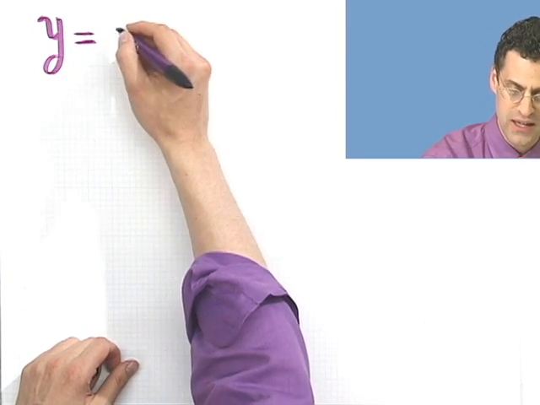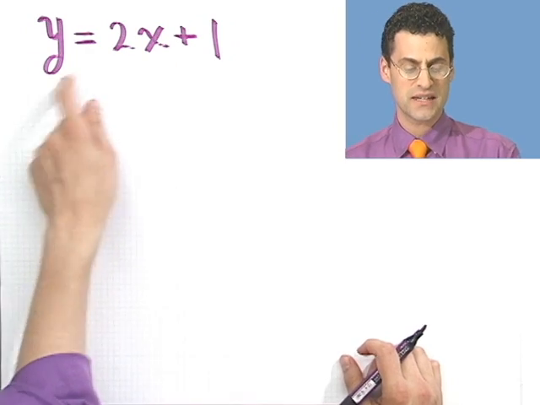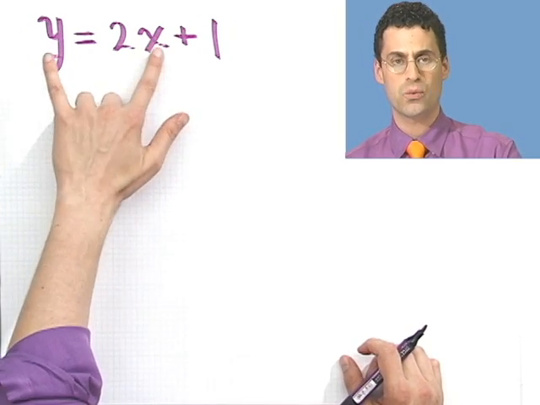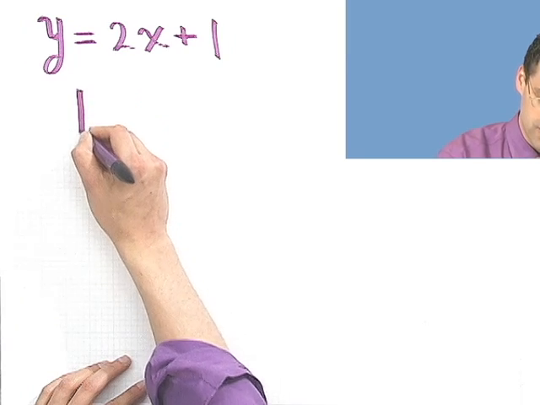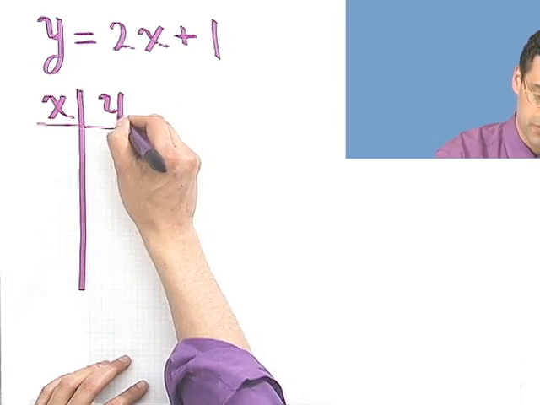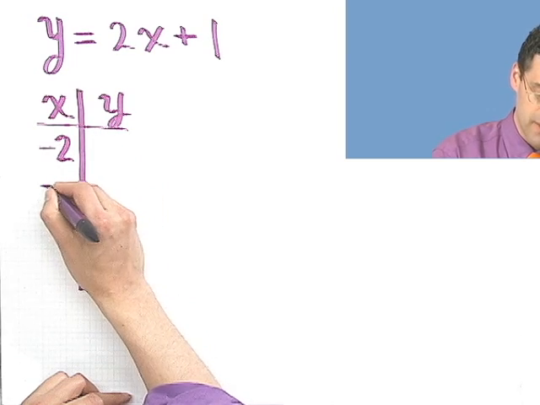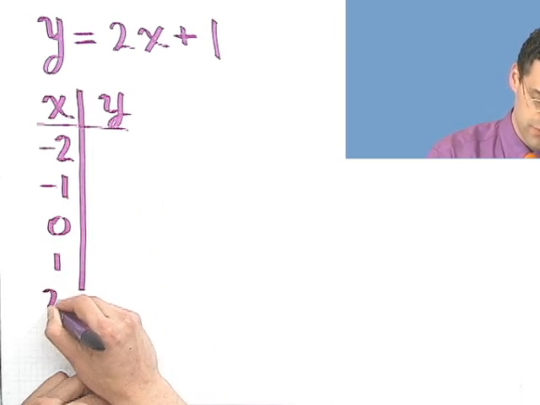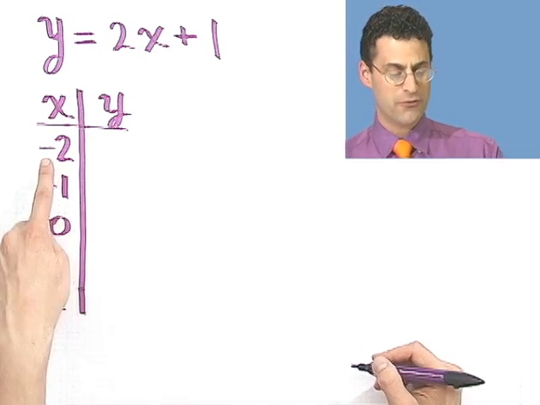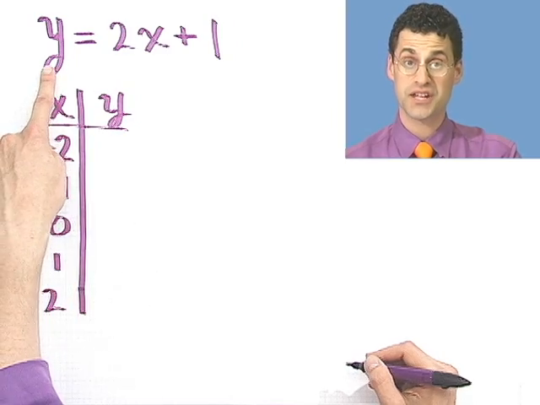For example, suppose I have that y equals 2x plus 1. So what that means is that for this thing to be satisfied, I have to find x's and y's that make this true. So one way to do that is to make a little table of possibilities. What I could do here is make a little chart and put x values here and then figure out the corresponding y values. So I could pick some negative values, maybe like negative 2, negative 1, 0, 1, 2, and so forth, just to get some values. And now for each of these x values, I'll plug that value in for x and find out what the associated y value would be.